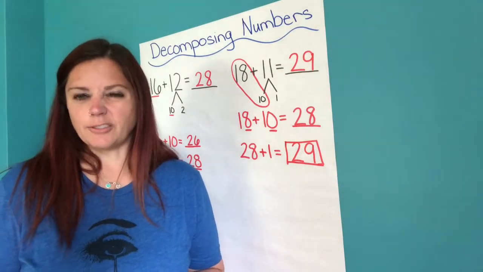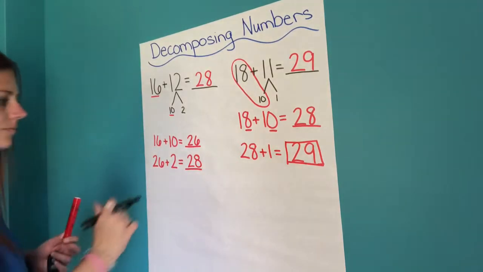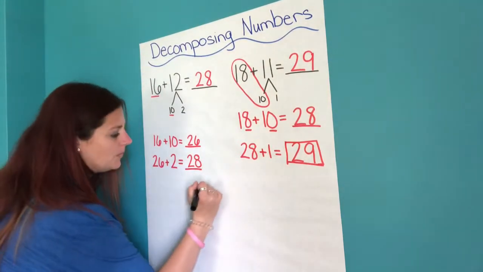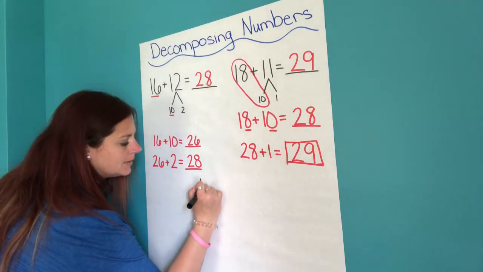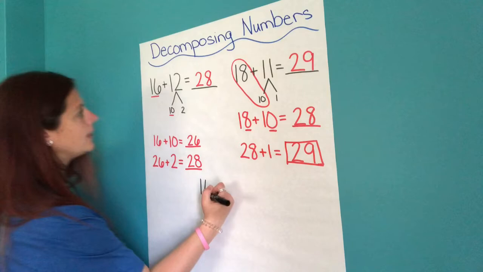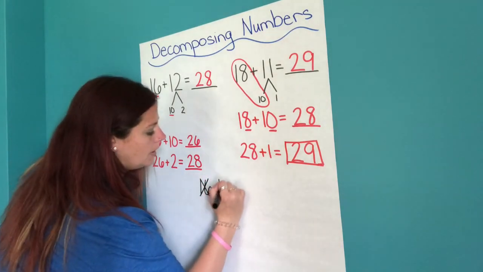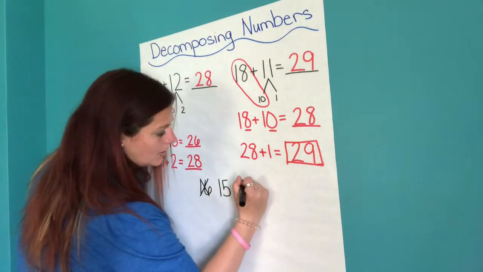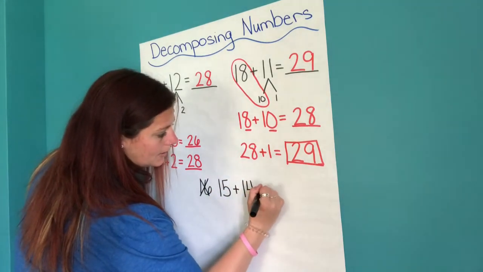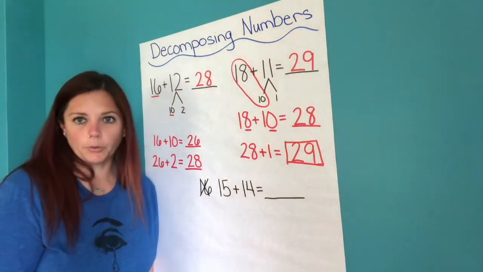Boys and girls, still a little confused? You want to do one more? Okay. I'm going to put it right in the middle of the paper. Let's do 16. Did I already? Oh, I did 16. We're going to cross that one out. 15 plus 14 equals blank.